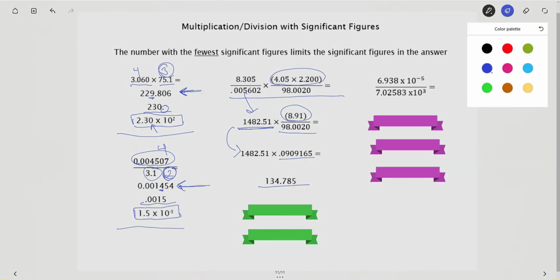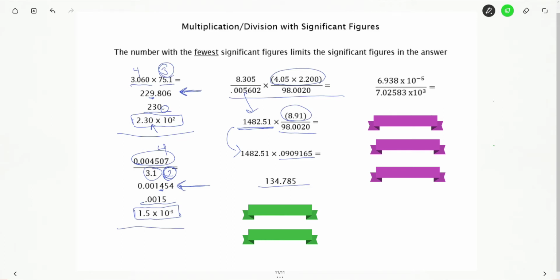So let's change up color here so we can see my numbers. I'm going to go back to my original problem right here, and I'm going to count up sig figs in each of the numbers I used. So I have 4 sig figs here. My denominator also has 4 sig figs. In my numerator, I have 3 sig figs here. I have 4 again here. And in my denominator, 1, 2, 3, 4, 5, 6 sig figs here.